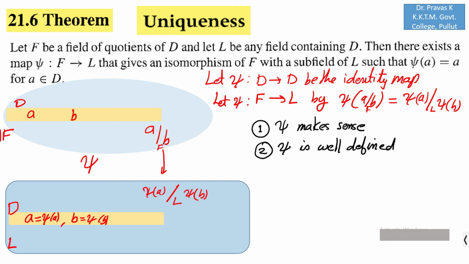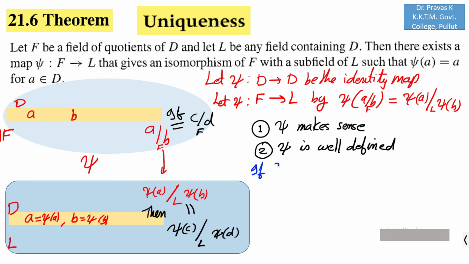Next we need to prove that psi is well defined. That is, if there is another element in capital F which is equal to A over B, then let it be C over D. Then C over D is taken to psi of C over psi of D. And since C over D is equal to A over B, we must prove that these two quotients, that is psi of A over psi of B, is equal to psi of C over psi of D.